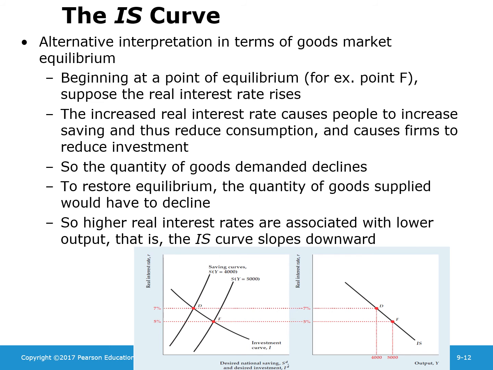When the interest rate increases, in this example from 5 to 7%, aggregate demand becomes lower than aggregate supply. So how do we restore the equilibrium? The aggregate supply has to decrease also. What's the aggregate supply? This is the quantity of output produced. This is Y. So Y has to decrease from 5,000 to 4,000 when the interest rate rises. Output decreases when the interest rate rises. This means the relation is inverse, so we draw the IS curve as a downward sloping curve.